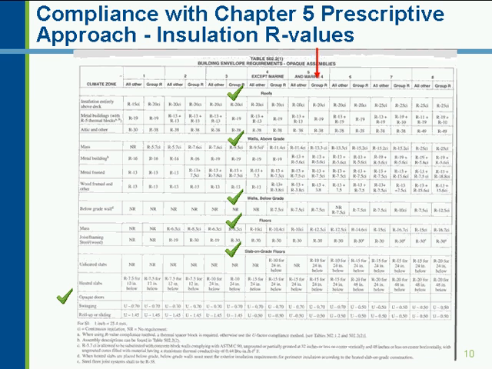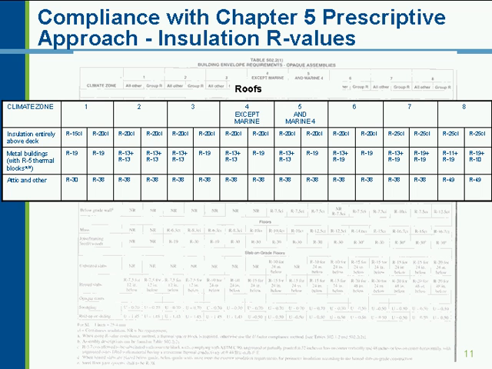So, for example, your roof assembly will have insulation entirely above deck, which is going to be a built-up roof system, metal buildings with R5 thermal blocks, attic, and other. Based on the roof assembly types, you find the climate zone you're building in. So, for example, if we're in climate zone 5, a building with insulation entirely above a roof deck would have R20 CI, or continuous insulation. That means insulation not broken up by any framing members.